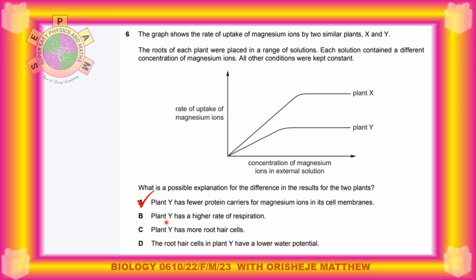The answer is A. Plant Y has fewer protein carriers for magnesium ion in its cell membrane compared to plant X. So this one has more protein carriers, while this one has fewer protein carriers, because the protein carriers help to transfer the magnesium ions.